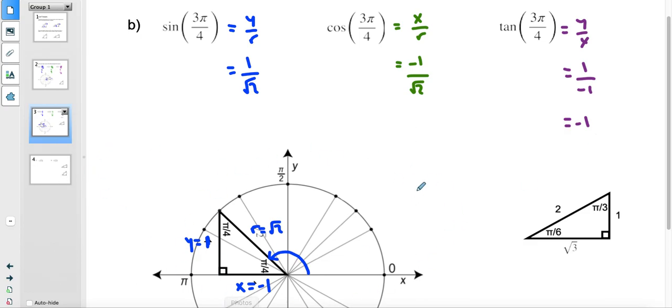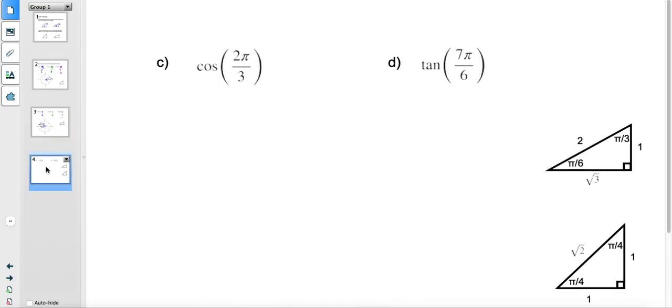Okay, what if I didn't give you this circle? What would you do then? Well, you would do the same thing, right? You just have to draw it out now. Okay, cosine 2 pi over 3. Let's draw out our angle.